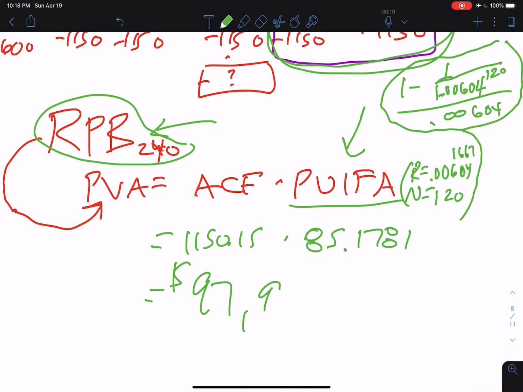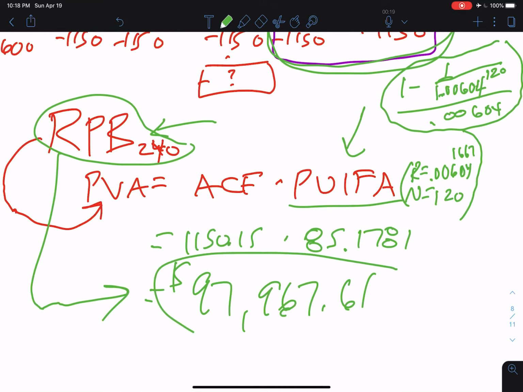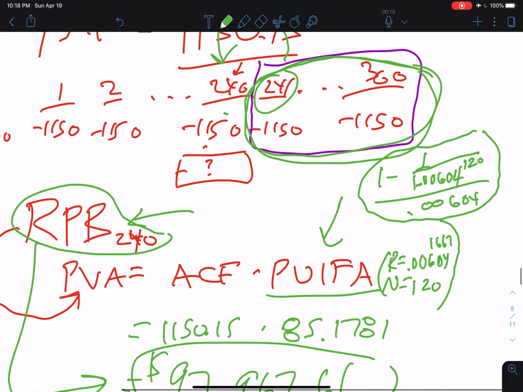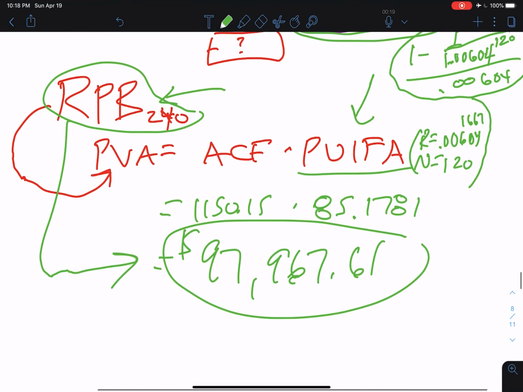Then when you multiply this by this, of course, you get $97,967 and about 61 cents. And so the remaining principal balance at date 240 is this. And so this is the amount that we have to pay at date 240 along with the 1150.15. And when we do that, our loan will be totally paid off.